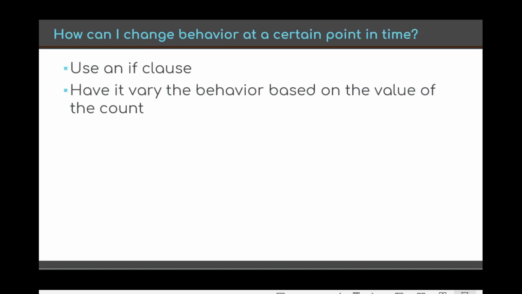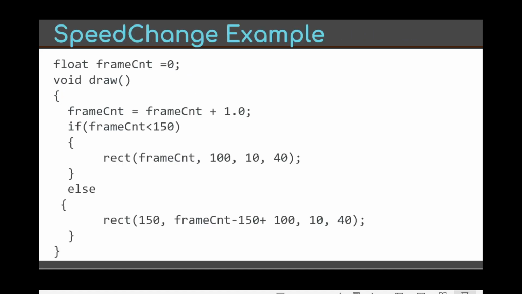So how can you change the behavior at a certain point in time? Well, with an if clause, you can vary the behavior based on the value of the count. So this is the example that we showed with the rectangles, right? If the frame count goes above or below a certain value, you can change its behavior.